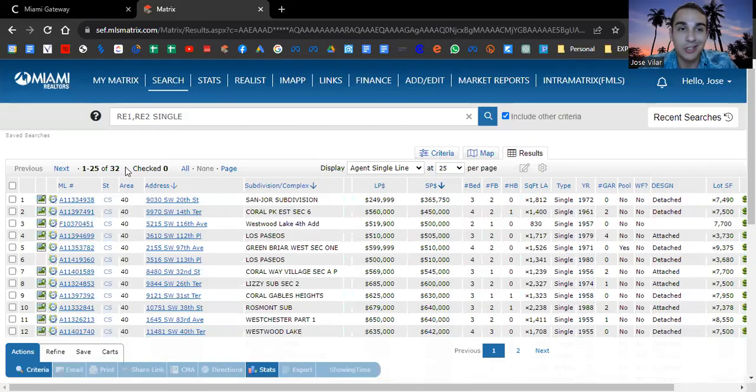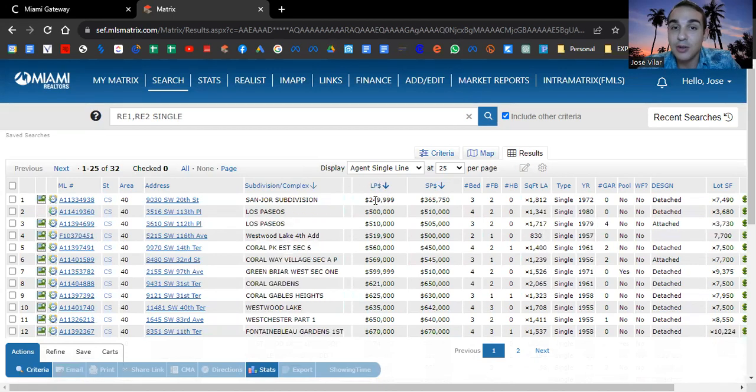So you can see that there was a total of 32 homes sold in July, summer months. And we can see that the cheapest home was asking $249,999. And they received $365,000, so over $100,000 more than what they originally were asking.